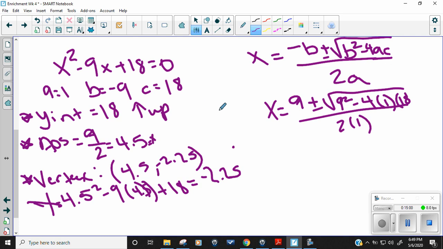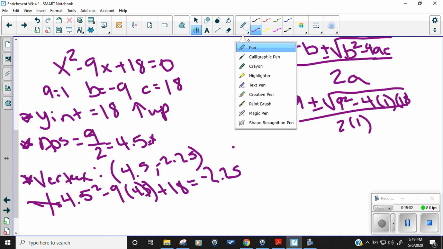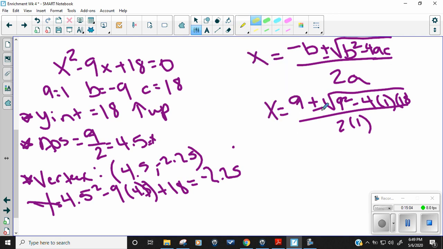Okay, so if I start with the square root, if I start with this part right here, I could already tell it's going to give me an error. So why can I tell? Because it's 81, well, no, maybe it won't. 81 minus 4 times 18, what's 4 times 18? 72. So 81 minus 4 times 18 is 9.